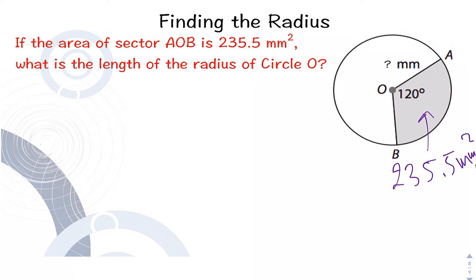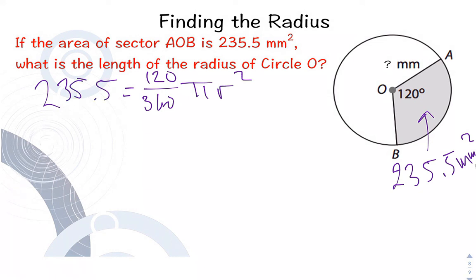So again, let's look at this two different ways. Okay, first way we'll use our equation. Our area equals m over 360 times pi r squared. Now, what is our m in this case? Our m is 120, right? So then I'm looking for r. Well, what else do we know? We know the area, so I could take the area, 235.5, all right? And I could then solve for my r.